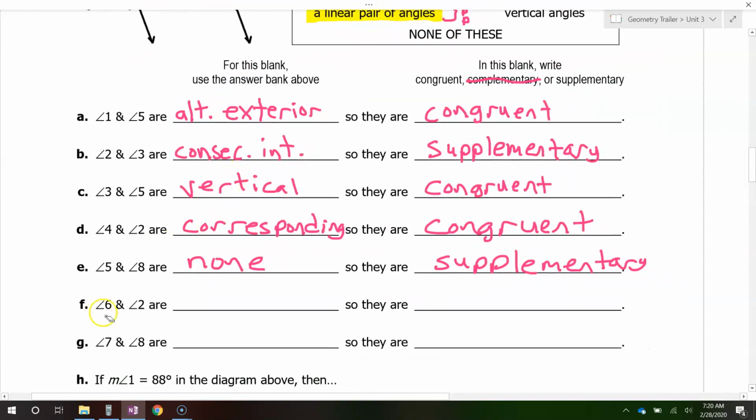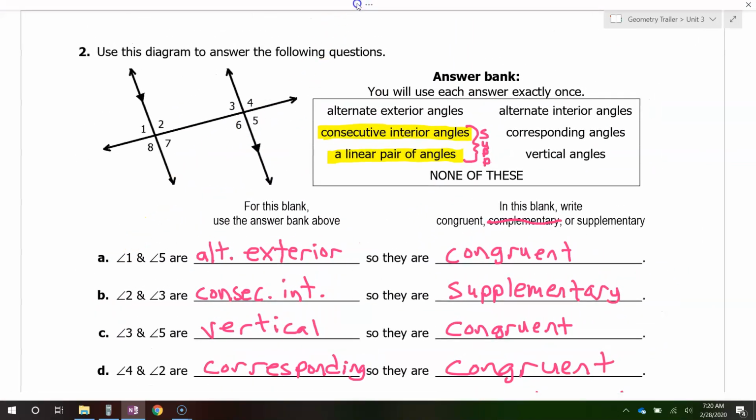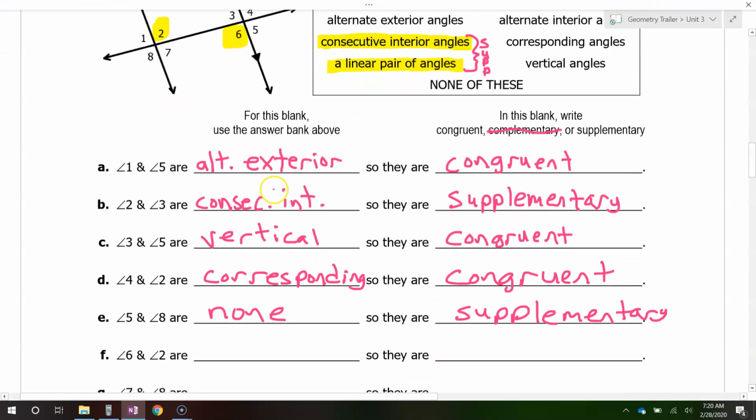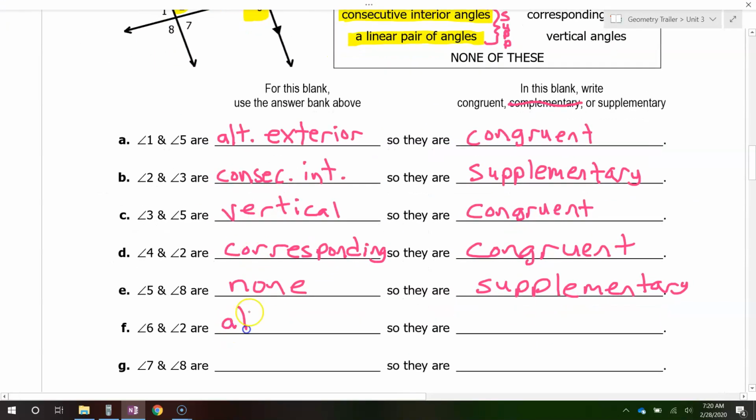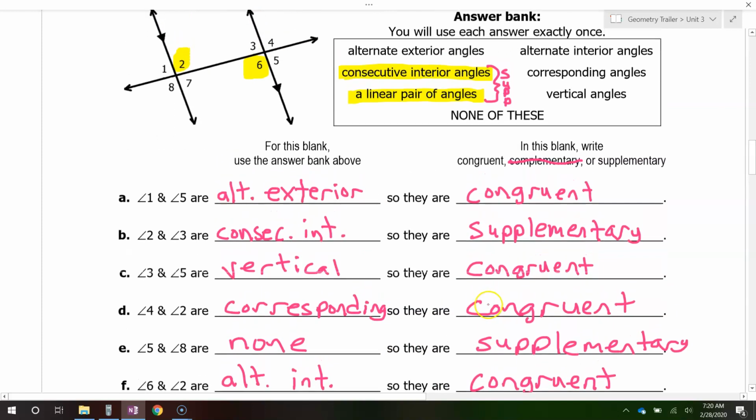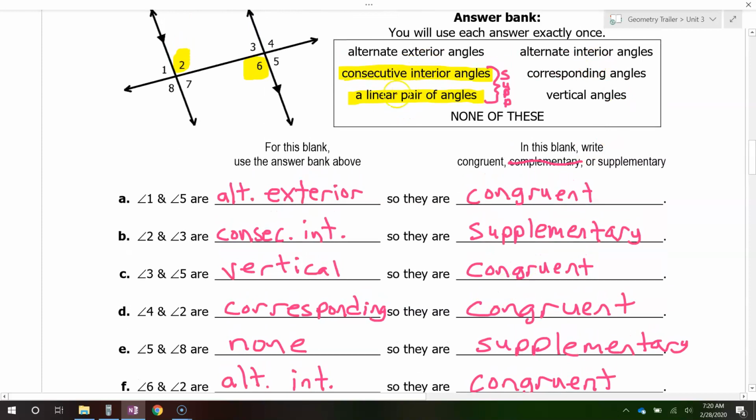Okay, what about angle 6 and angle 2? All right, so angle 6 and angle 2. These are alternate interior angles. They're interior because they're between the lines. Alternate means they're on opposite sides of the transversal. So these are alternate interior angles. So they are congruent. Okay? Only these two are supplementary.